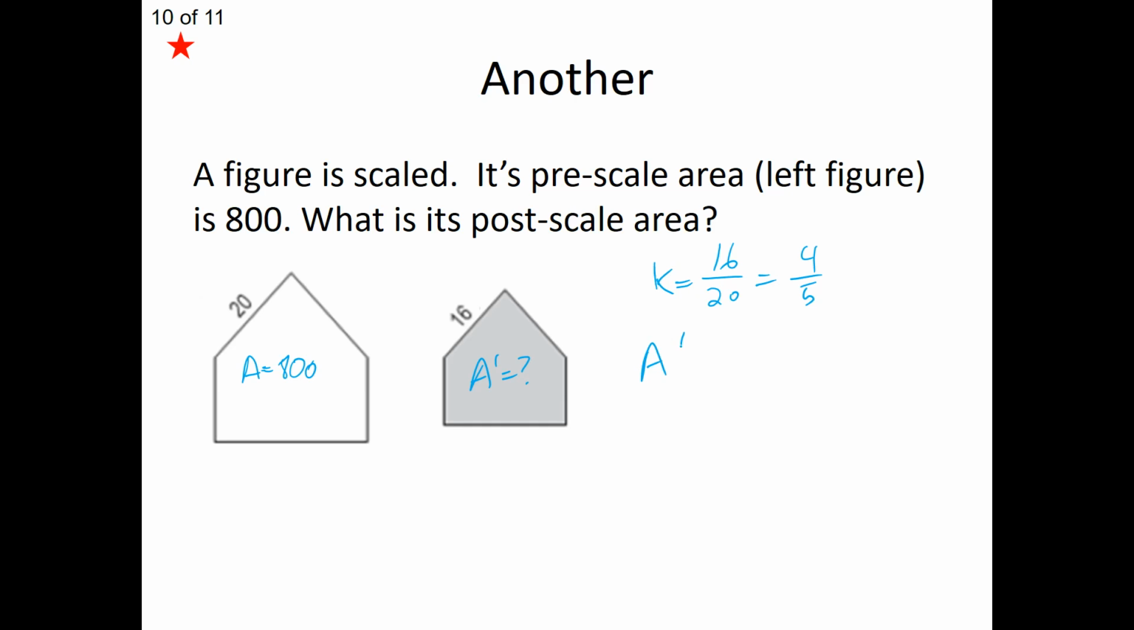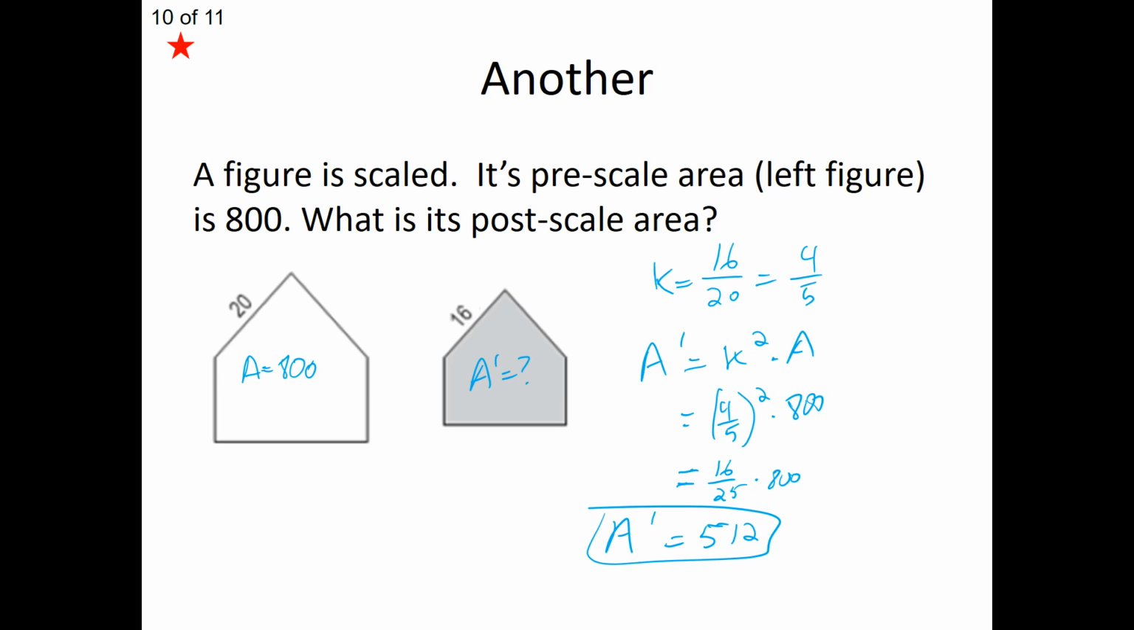Now we go back to our original equation, which is A prime is equal to k squared times our original area A. So we're taking 4/5 squared and multiplying that by 800. 4/5 squared, we can square the numerator and the denominator. That gives us 16/25. Multiplying 800 by 16 and dividing by 25, we get our post-scale area to be 512. So we can see that even though our lengths are multiplied by k, our area is going to be multiplied by k squared.